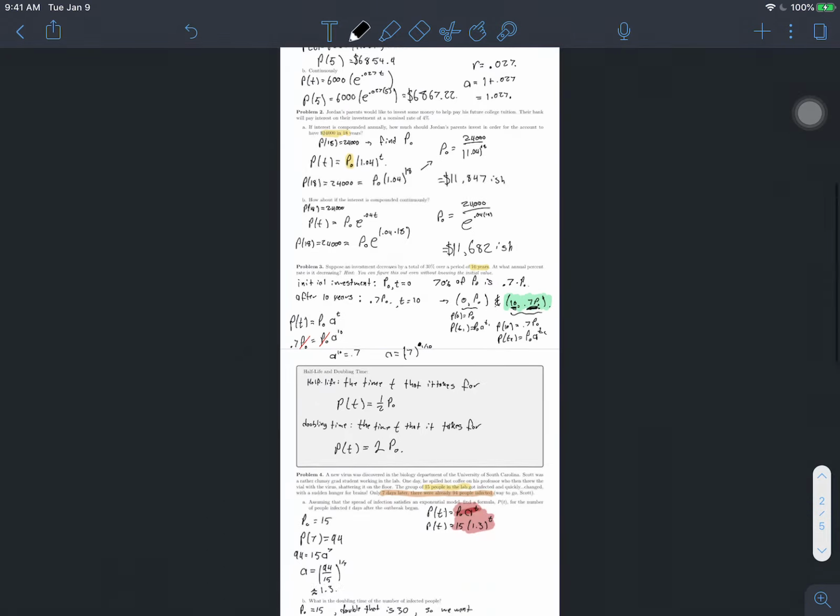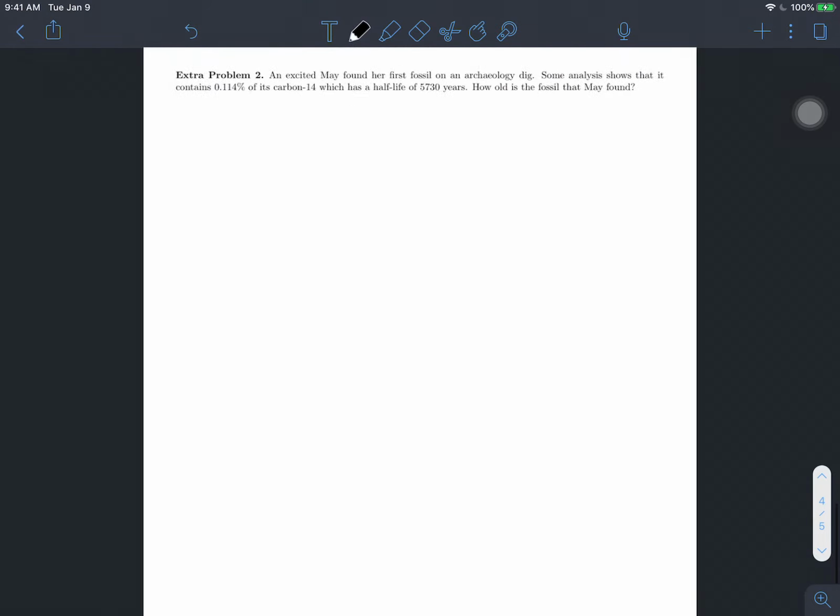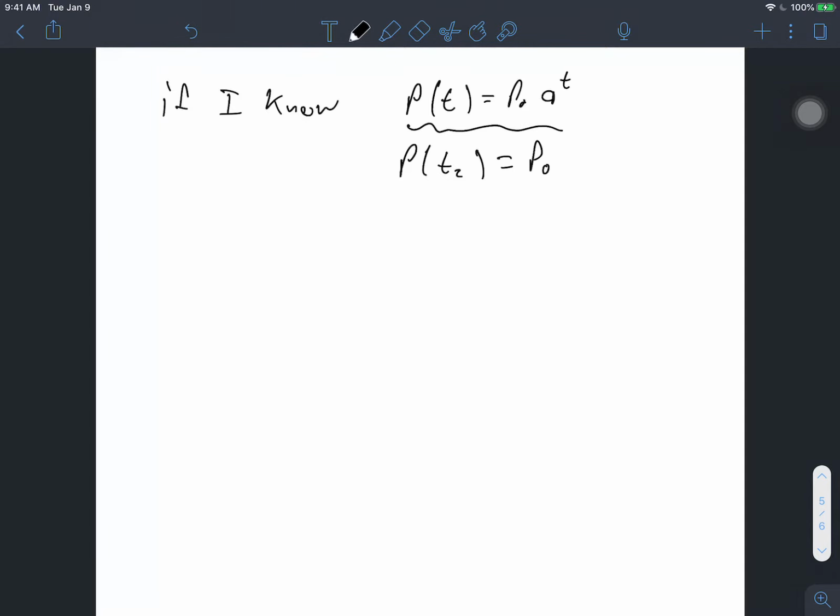Okay. Let me create an extra page. I'll go down here and I'll explain what I was talking about before. If I know three things: P of T equals P naught A to the power T. If I know P of T2, now this is a very specific time now. So this is just my formula.